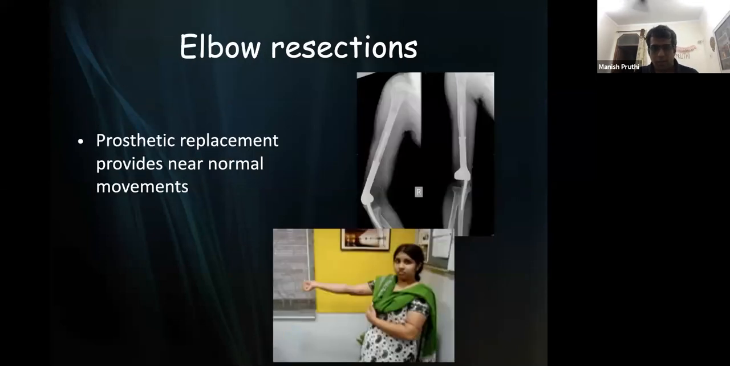As far as elbow resections are concerned, we can replace the distal part of the humerus with a prosthesis, and this also gives near normal function. As you can see, the stem of the prosthesis is fixed to the proximal part of the humerus with bone cement, and similarly the stem in the ulna is also fixed with bone cement. The patient can start rehabilitation immediately after surgery. We usually allow elbow range of movement from day one in these scenarios.